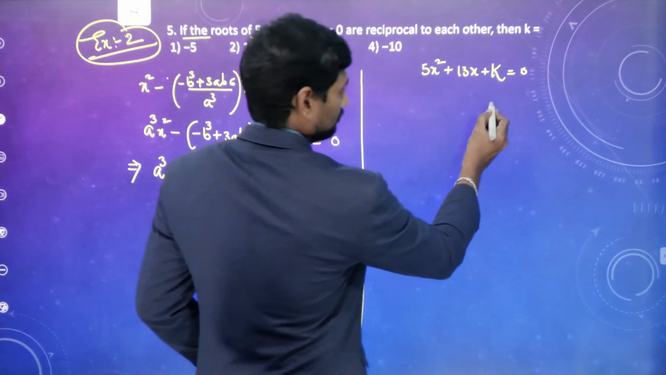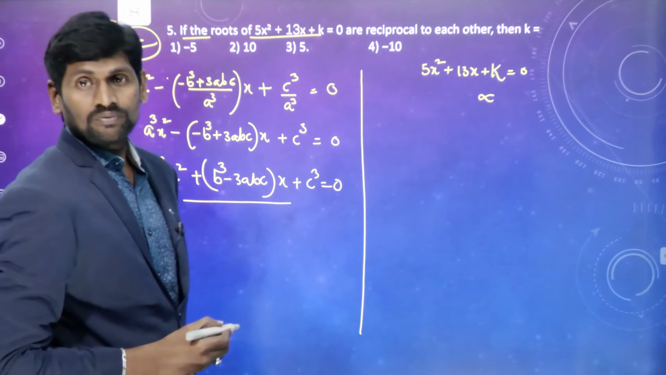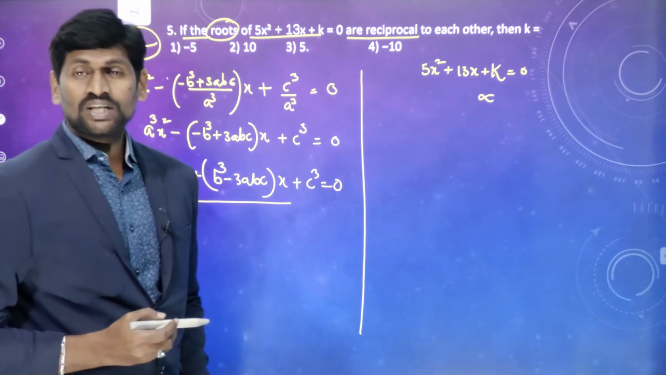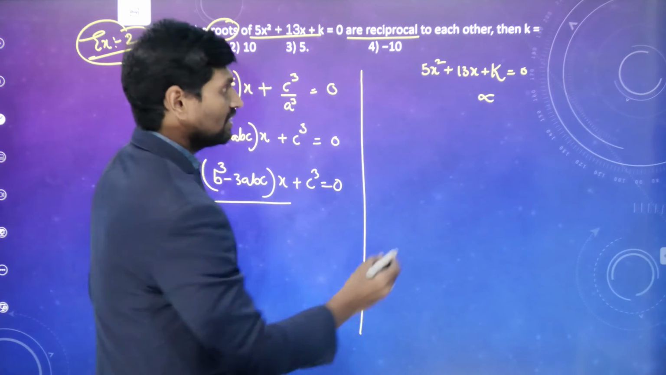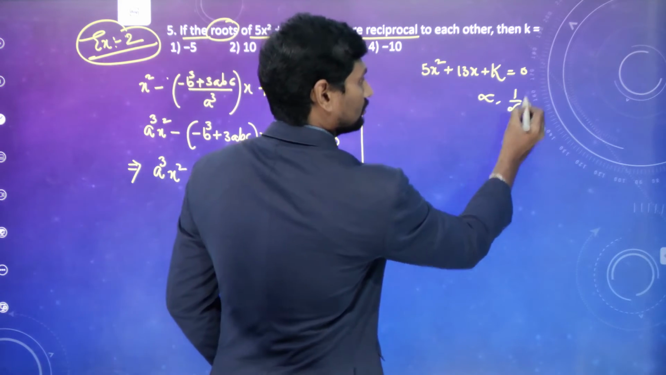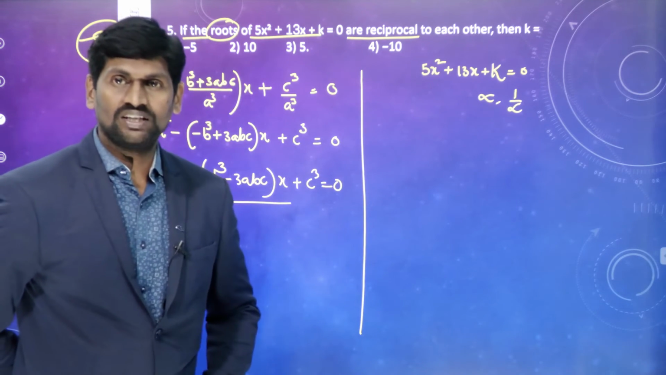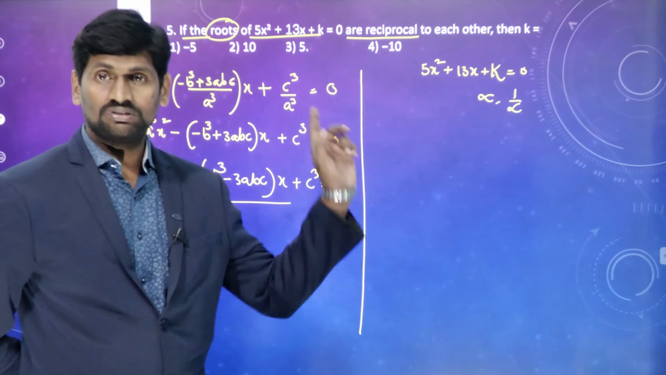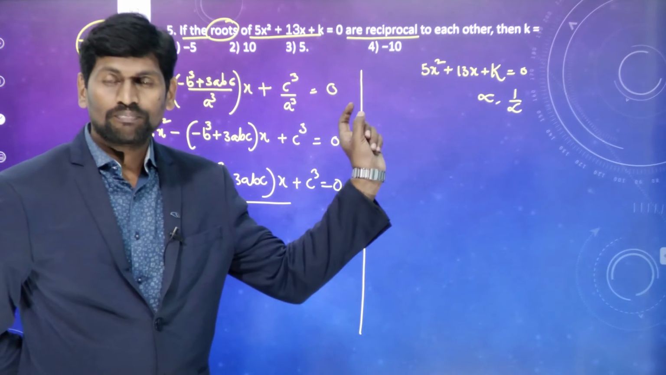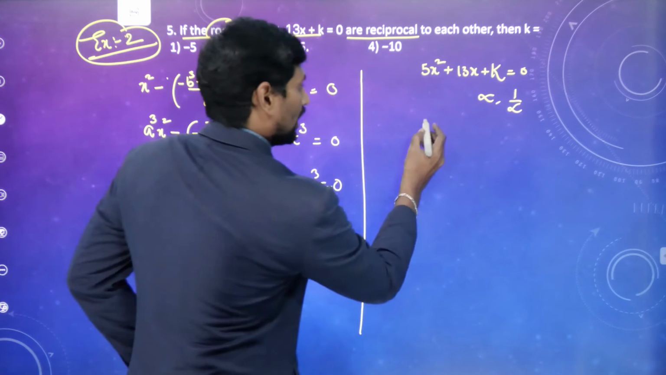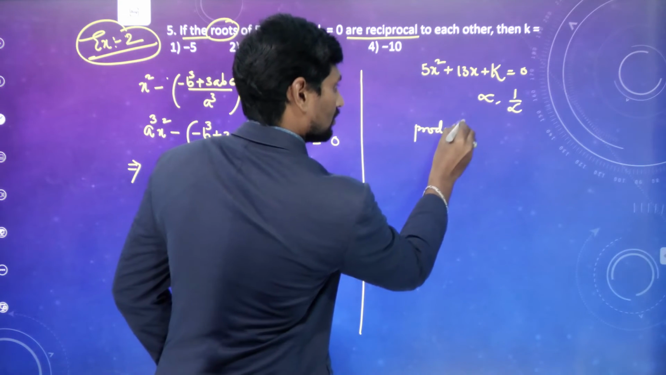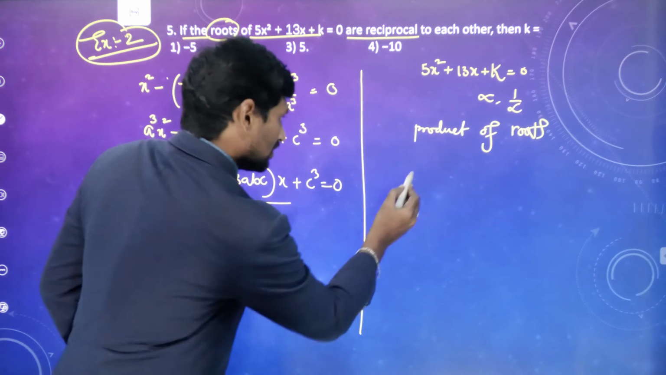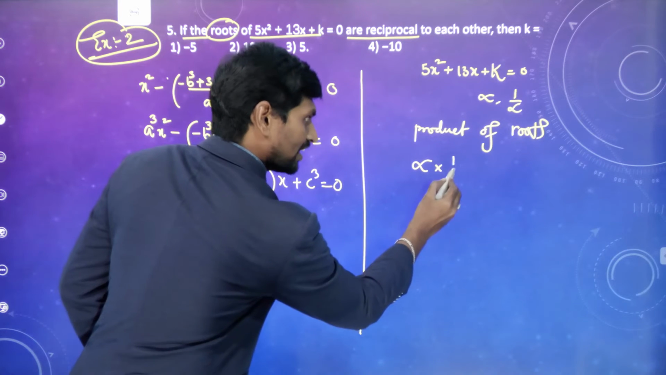For example, alpha is one of the roots. You are given that roots are reciprocal. Roots are reciprocal means one of the roots is alpha, then the second root is 1 by alpha, right? So these are the roots. I need to find the value of the unknown term, that is nothing but k value. Now I am taking product of roots. First root is alpha, second root is 1 by alpha.